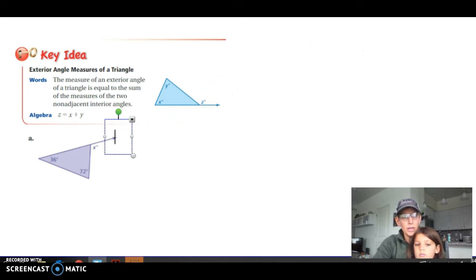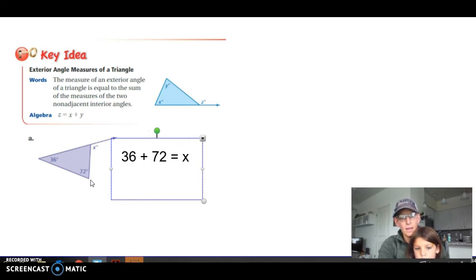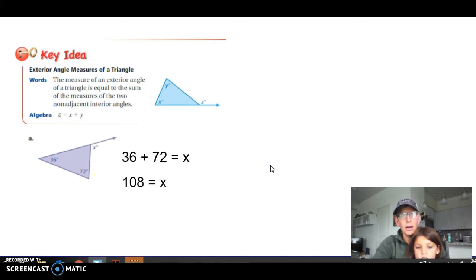All right, so if we have this example down here, we are looking at the two non-adjacent angles. So we're looking at this angle 36 and this angle 72. All we have to do is add them together. 36 degrees plus 72 degrees will equal the x. And then just add them up. So we'll get 108 degrees is equal to x. And that's it. That's not too bad.